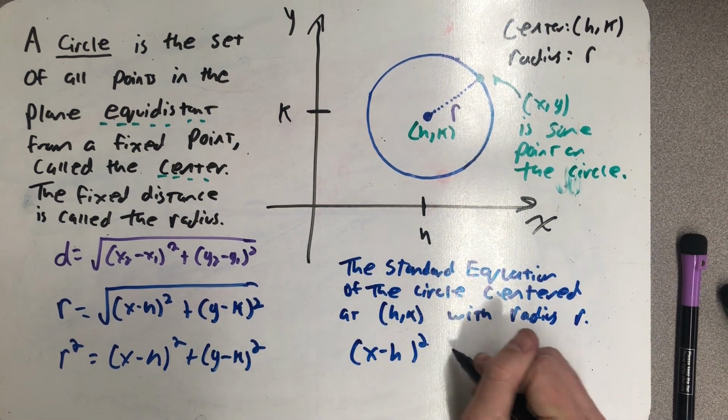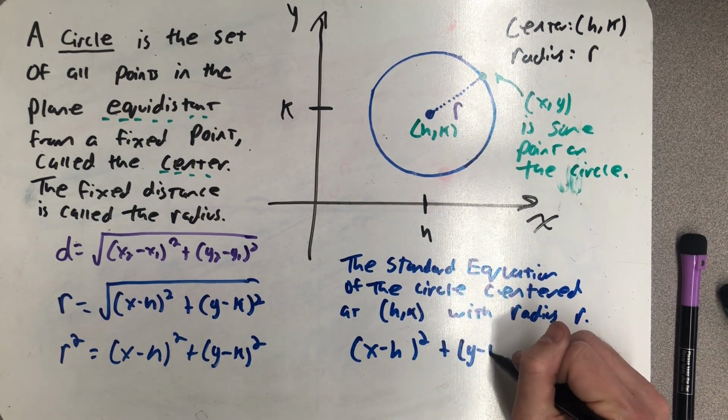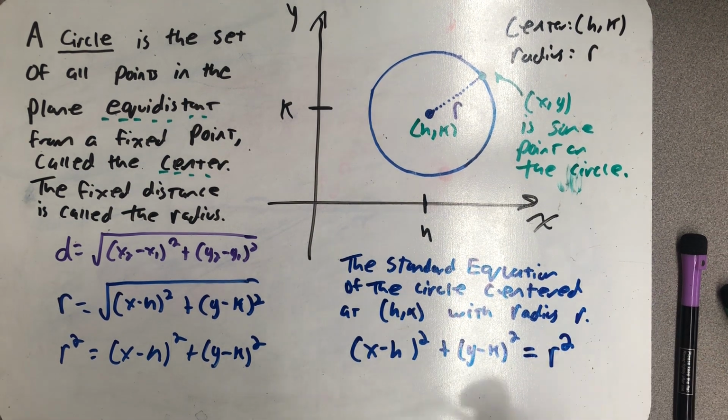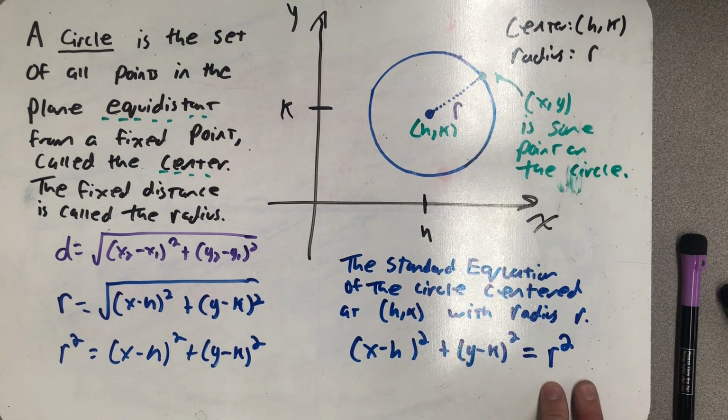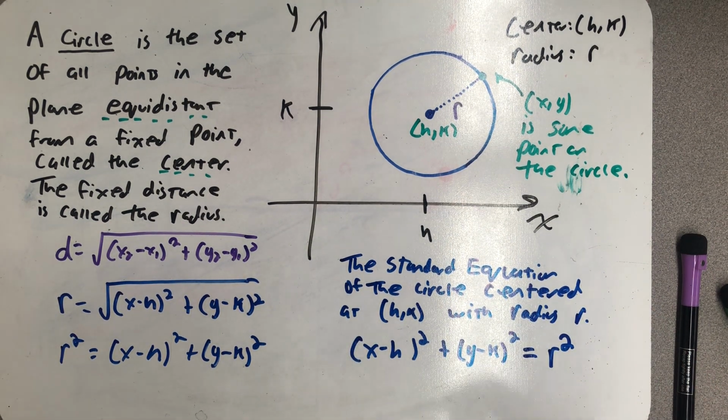We usually write it down this way, this side equal to this side, from left to right. x minus h all squared plus y minus k all squared is equal to r squared, where h comma k is the center and r is the radius. In our next videos, we're going to play around with this definition. We're going to write down the equation of some circles, and then we're going to sketch some circles from their equations.